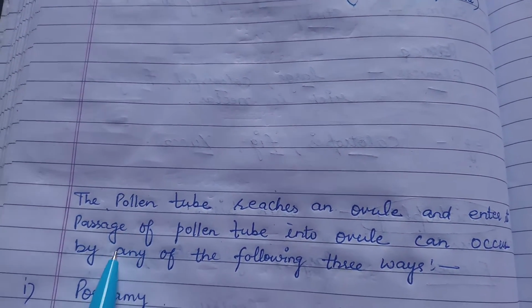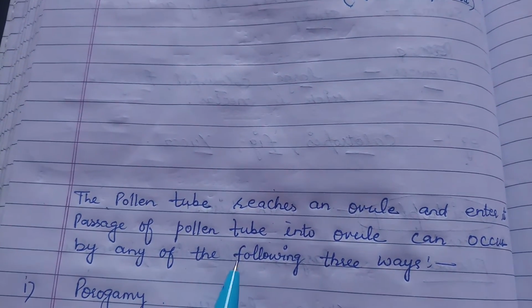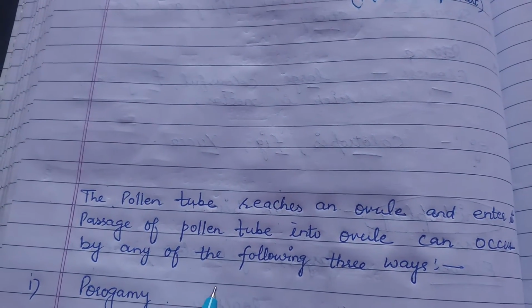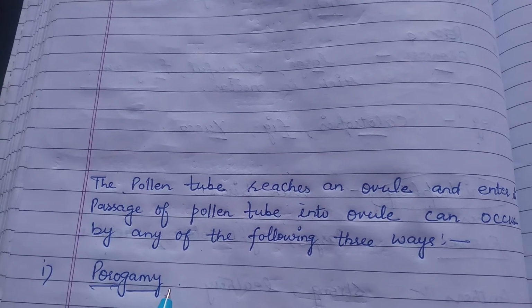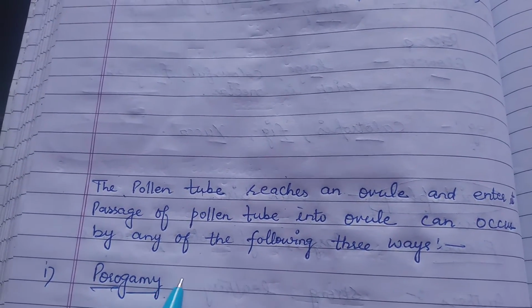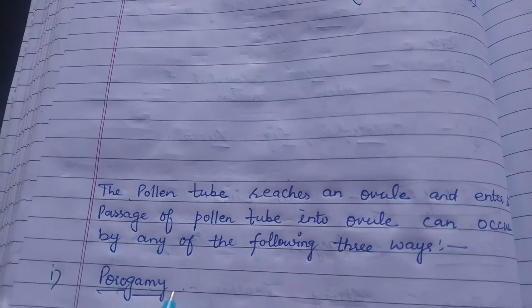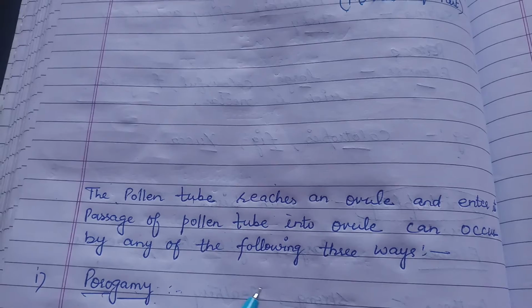Ultimately, a pollen tube reaches an ovule and enters it. Passage of pollen tube into the ovule can occur in any of three ways. The first one is porogamy. Porogamy is a process in which the pollen tube enters the ovule through the micropyle, and it is the most common way in angiosperms, for example, different types of lilies.